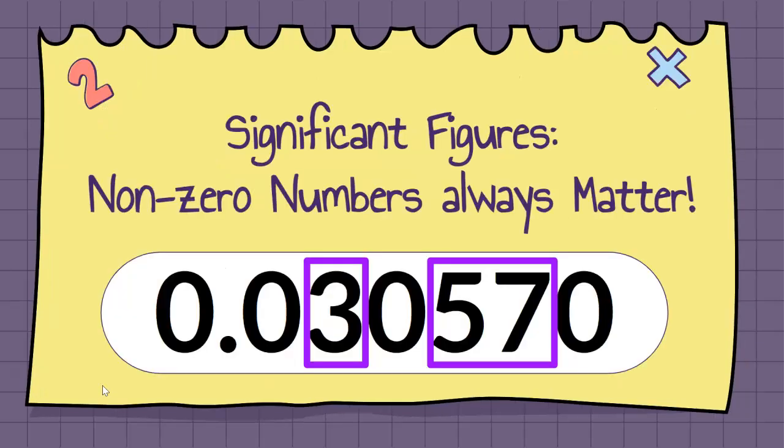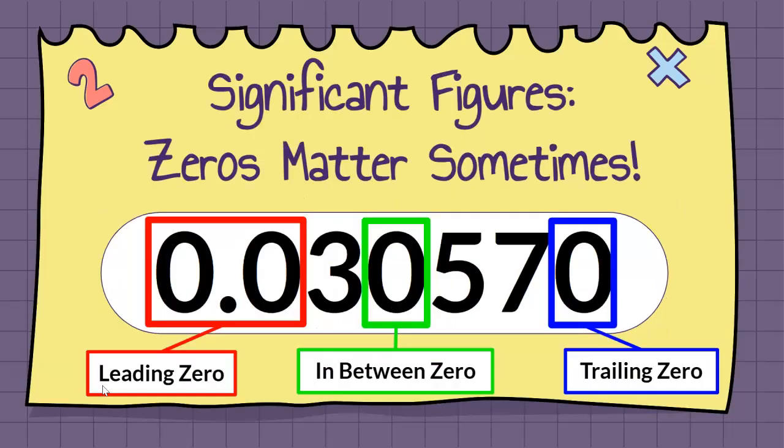For significant figures, there are some rules to follow. The first rule is that non-zero numbers always matter. They are always significant. So in this number right here, the 3, the 5, and the 7 are all significant. The second rule is zeros only matter sometimes. So there are three types of zeros in a number. You have the leading zeros, the in-between zeros, and the trailing zeros. Leading zeros are never significant. In-between zeros are always significant.